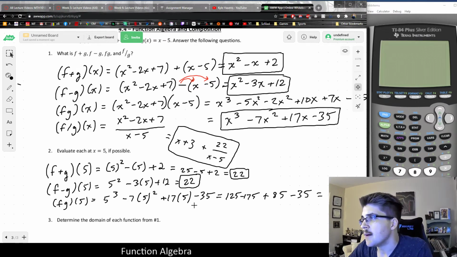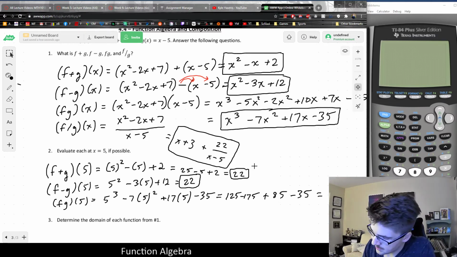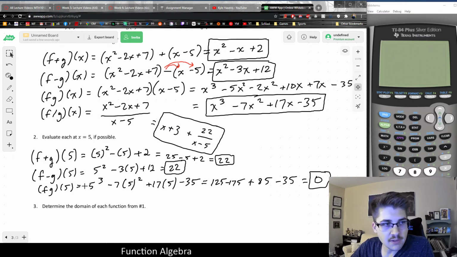And I'm pretty sure this is going to be 0 just because I already know f and g. I was talking about what just g of 5 alone would be, but let's go ahead and make sure. This would be negative 50 plus 85 is 35 minus 35. Yeah, that indeed is exactly 0. But that's just because g of 5 was 0, and anything times 0 is going to be 0. But of course, you could just do the math once you have the combined function.